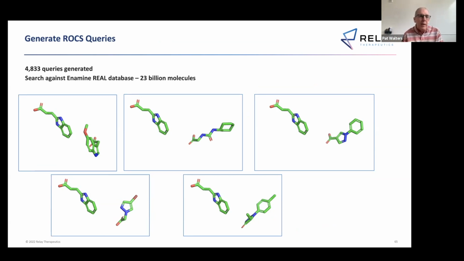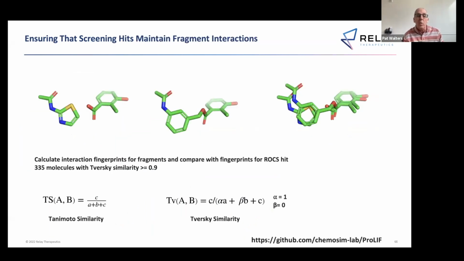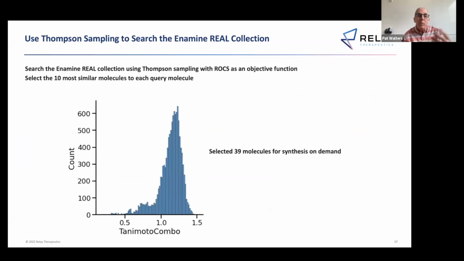So we wanted to run 5,000 queries against 23 billion molecules. It just wouldn't work to do that. It would have taken years and years, and the compute would have been incredibly expensive. So rather than doing that, we used Thompson sampling to search through this. Using a Thompson sampling procedure, like I showed you earlier, we went through and selected 39 molecules to have synthesized.